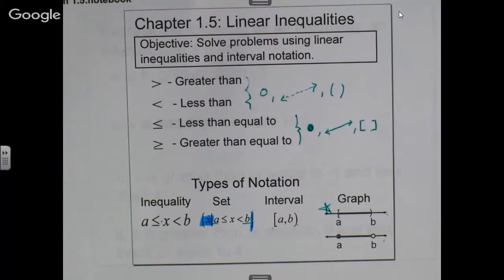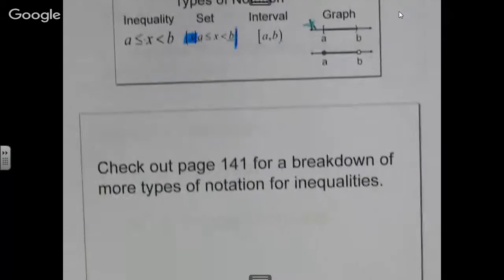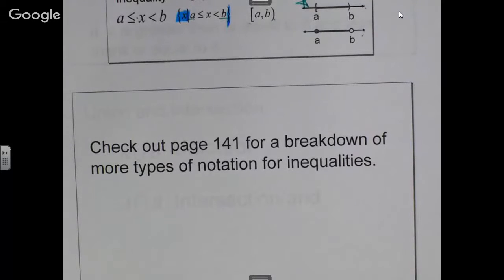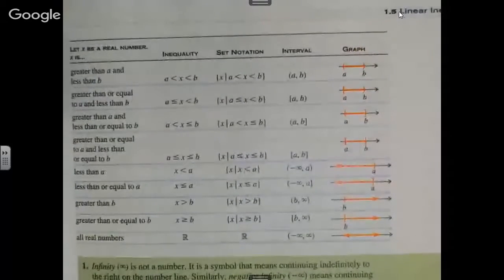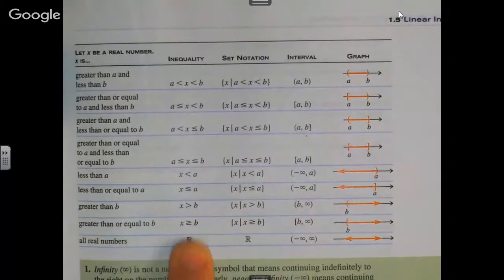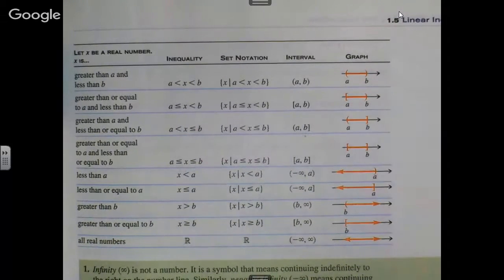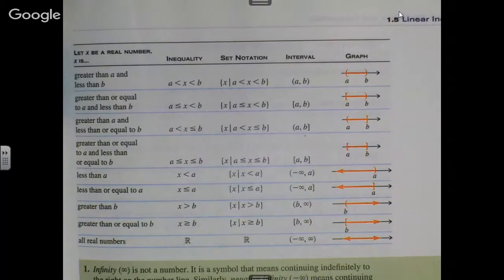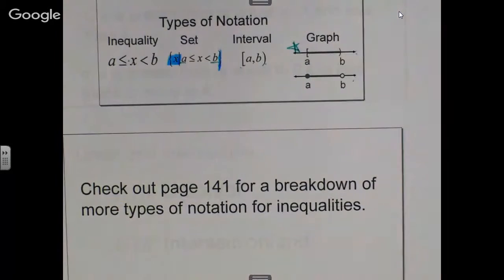Now, in our book, here on page 141, let me flip to it here. On page 141, it kind of gives a breakdown of how some of them will work out. But I don't want you to try to memorize this because we can figure all of this out without having to memorize it.